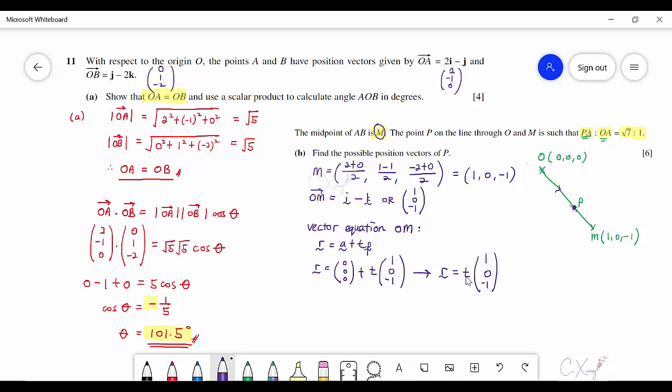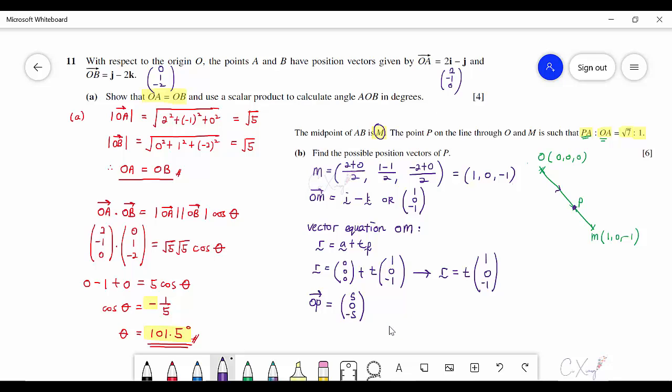So maybe for me, I will just rewrite it again. OP will be equal to the vector equation, but maybe I put it as another symbol like (s, 0, -s). I multiply inside the vector equation and I change the t to s, where s is a particular value belonging to P, to tell us where P is along this line. All right, so this is our very first step. You need to try to get the vector equation of OM first. Then from the vector equation of OM, you get the position vector for P.